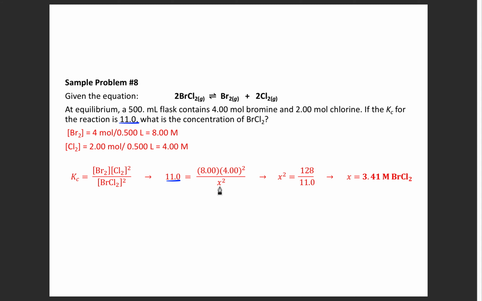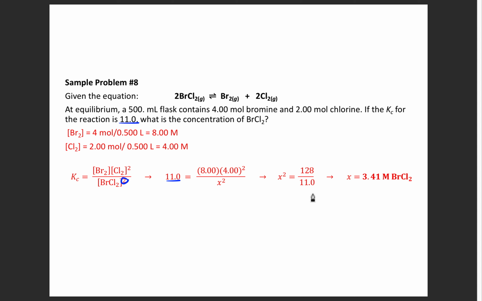All right, and of course it's X squared, because of this right here. We're solving for the concentration of bromine dichloride, but it's squared, so therefore it's going to be X squared. So what do we do here? Well, we just mathematically solve for X. We can rearrange this to get X by itself. So we have X squared equals 128 over 11. When you do the math, this is what it works out to.